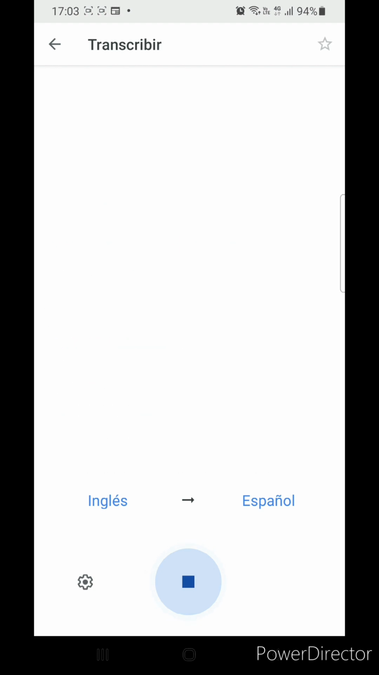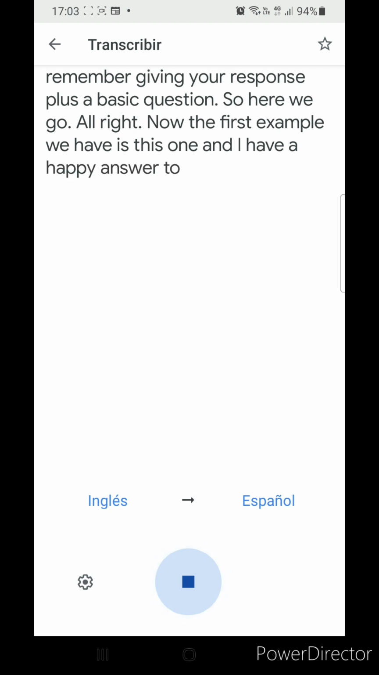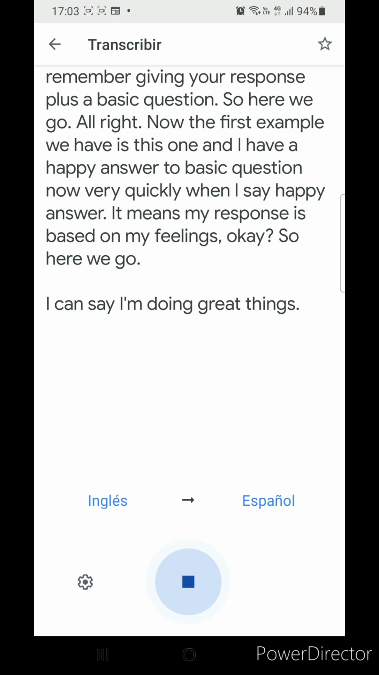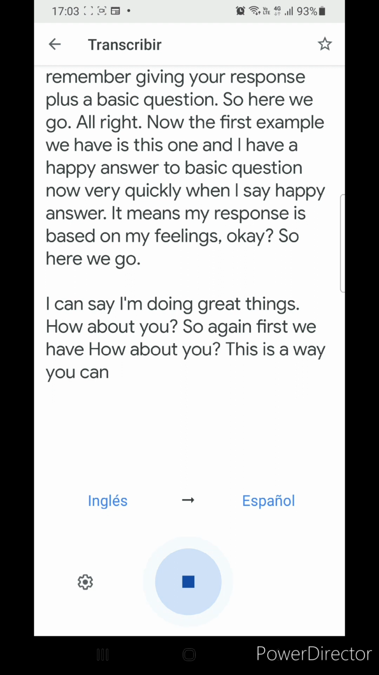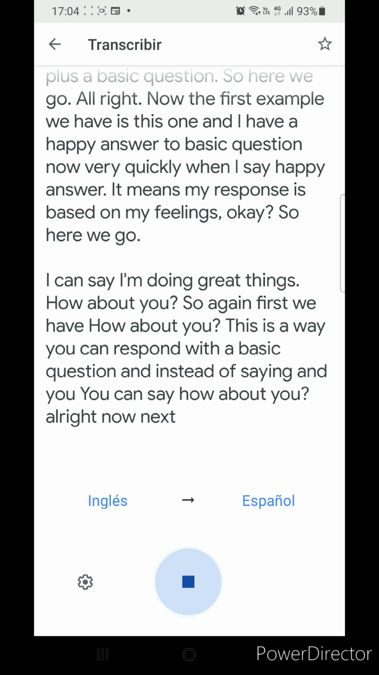Remember, giving your response plus a basic question. So here we go. All right. Now, the first example we have is this one, and I have a happy answer to basic question. Now, very quickly, when I say happy answer, it means my response is based on my feelings, okay? So here we go. I can say I'm doing great things. How about you? So again, first we have how about you? This is a way you can respond with a basic question, and instead of saying and you, you can say how about you? All right.